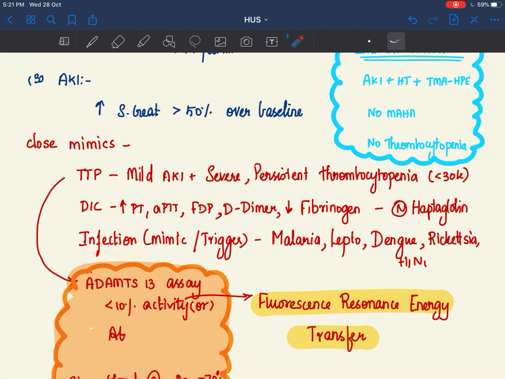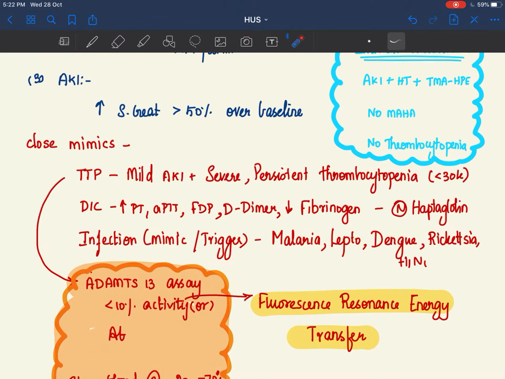Infection-wise, it can mimic a HUS or it can trigger a hemolytic uremic syndrome. But it is important for us to rule these out as underlying causes because you can treat these disorders basically, correct? Malaria, leptospira, dengue, rickettsia, H1N1, all of them are either treatable directly or at least supportive care management can be given if identified early.